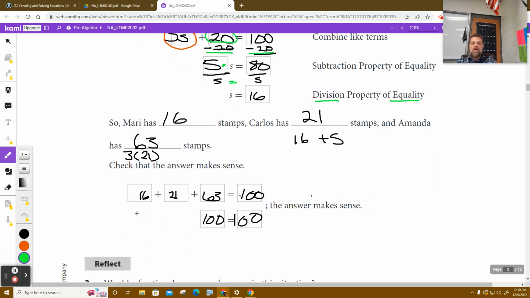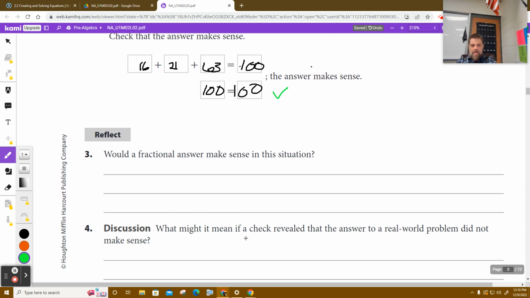To double check our work, we're going to say 16 plus 21 plus 63. Guess what? It equals 100. And that's supposed to. Remember, combined, they had 100 stamps total. So we did everything right. We got the right answer. So now, it says, would a fractional answer make sense?